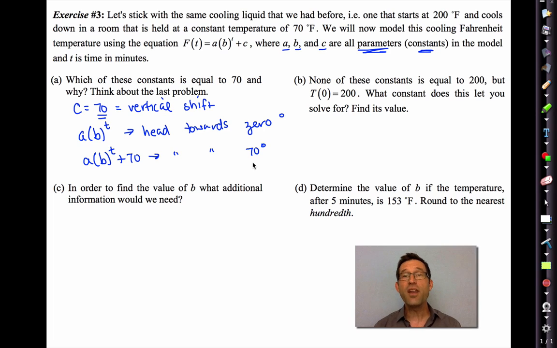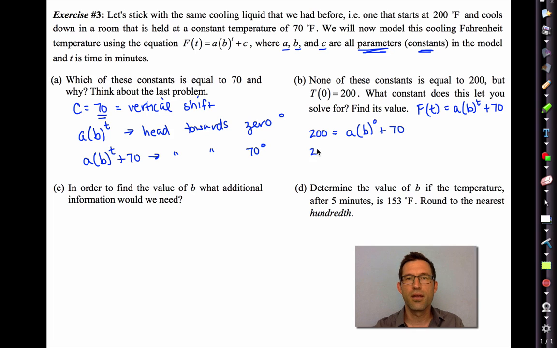Letter B, none of these constants is equal to 200. None of them. But f of 0 equals 200. What does this let you solve for? Because clearly the beginning temperature is 200. Well, right now this is my model. Right now my model is f of t equals a times b to the t plus 70. Okay, plus 70. So let me see what I can solve for. Let me put in 200 for the temperature. Let me put in 0 for time.